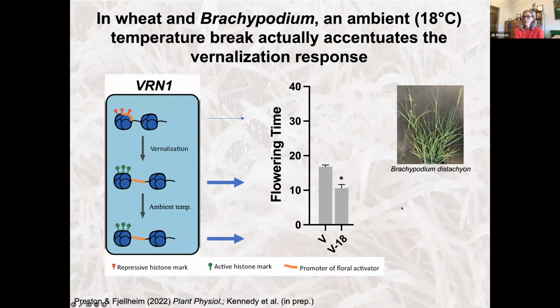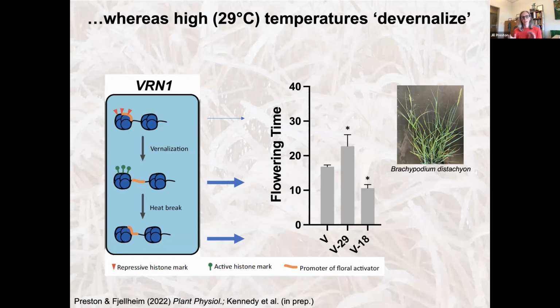And so it's interesting to note that it's not just about cold, but it might be this relationship between cold and warmer temperatures. But on the other hand, if you give a break in the vernalization, a heat break, so sort of high temperatures around about 29 degrees, you can actually start repressing that VRN1 expression. So you start actually removing those active histone marks, and you get what we refer to as devernalization, or the loss of memory of winter. And so here you can see in this graph that under these very hot break conditions, you actually get this late flowering relative to straight through vernalization.